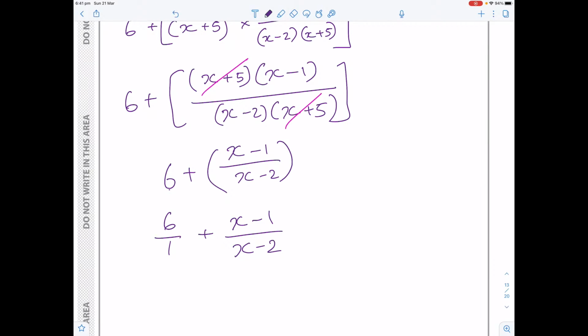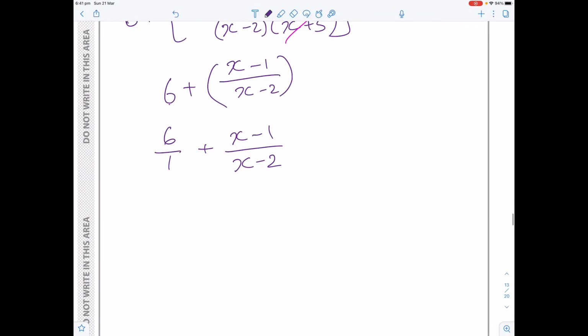Now, in order to add fractions, and of course there's a video for that on the channel if you need to go and have a look at that, in order to add two fractions together, you need to have the same denominators. You see, 6 at the moment has a denominator of 1, and the second fraction has a denominator of x minus 2. We can make them have the same denominator by multiplying the 6 over 1 with x minus 2.